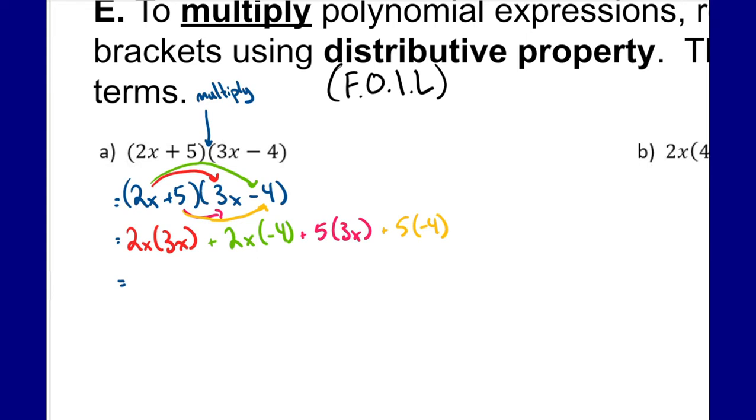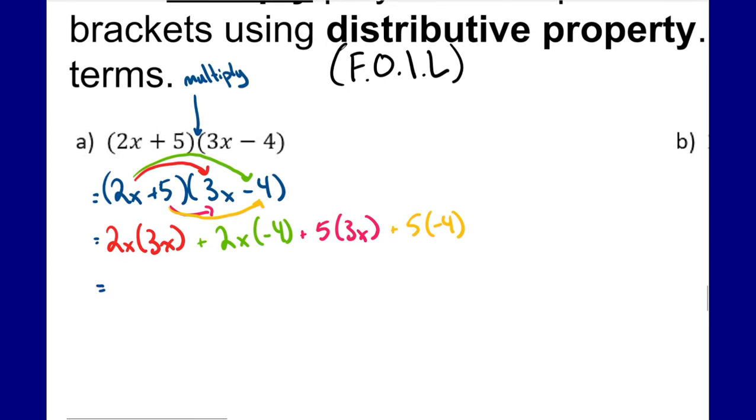So you could switch them around and it would be the same thing. Now we can go through and multiply. So 2x times 3x. When you have a mixed term, or you have coefficients and variables, multiply the like things together. So multiply your coefficients or numbers together. 2 times 3 gives you 6. X times x gives you x squared.